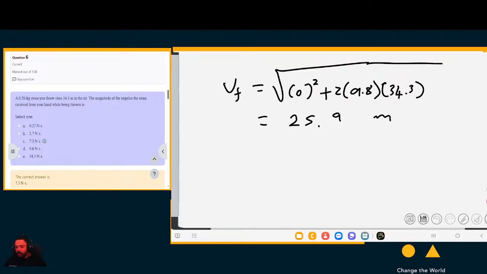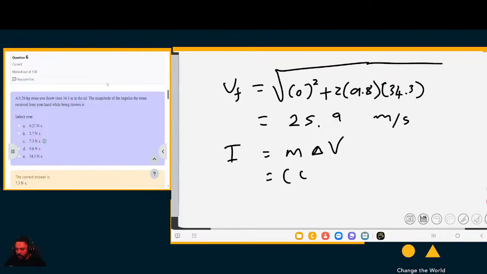25.9 meters per second. Okay, that is the speed, its final velocity. This is the final velocity of this stone while it's being thrown upwards. Now we want the impulse, and we've established that impulse is mass times the change in its velocity.